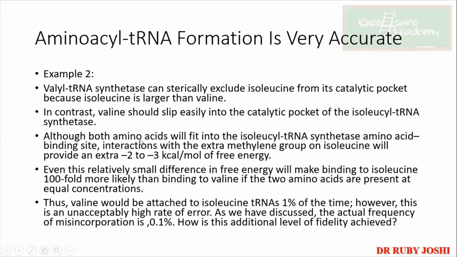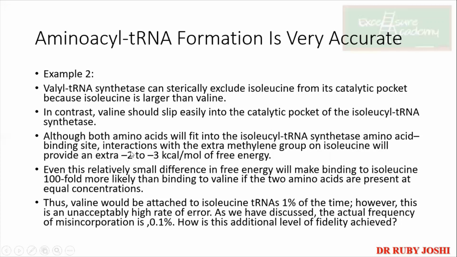Okay, so this is another example of what we discussed. So we'll just read once. Example 2. Earlier we took tyrosine and phenylalanine, now we take valine and isoleucine. So valyl tRNA synthetase can sterically exclude isoleucine from its catalytic pocket. Why? Because of that additional methyl group present. So it is larger in size as compared to valine. And in contrast, valine should slip easily into the catalytic pocket of the isoleucyl tRNA synthetase.